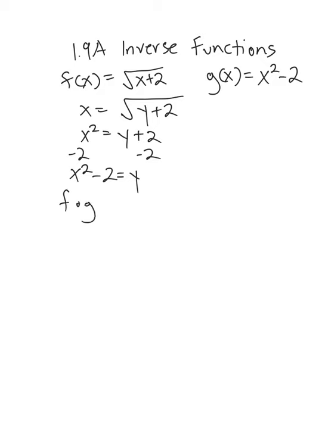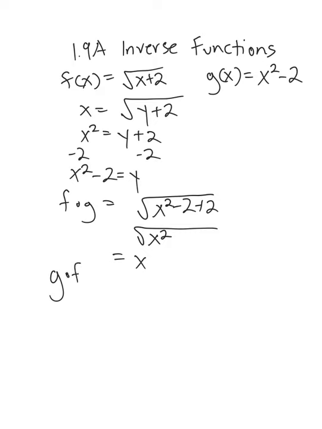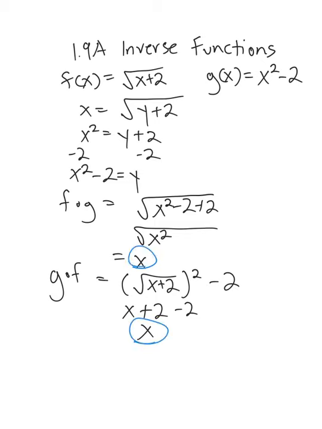So if I took f of g, then that's x squared minus 2 plus 2. This is x squared, and then this is just plain old x. So that works. What about g of f? G of f says the square root of x plus 2, squared, minus 2. Well, that squared makes it x plus 2 minus 2. That is also x. So algebraically, it works.